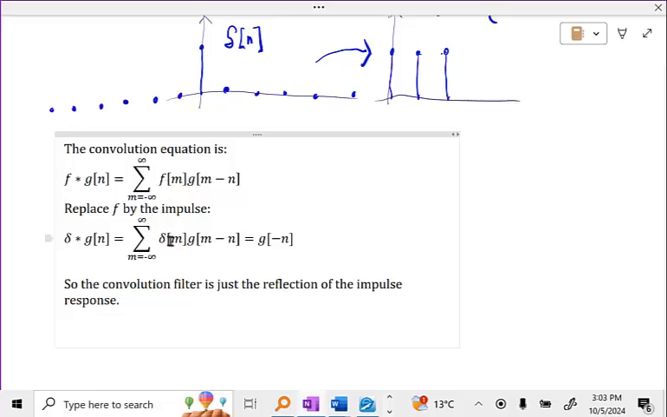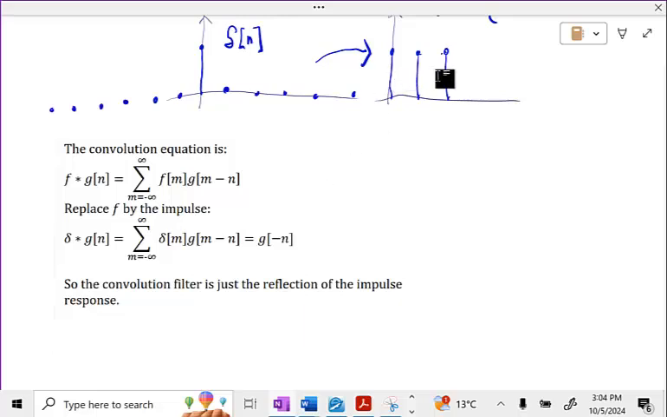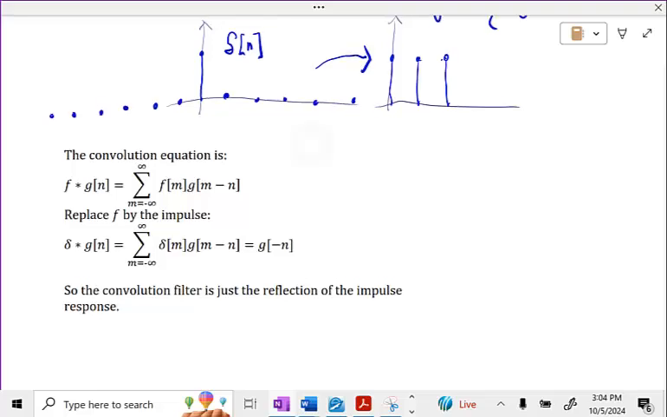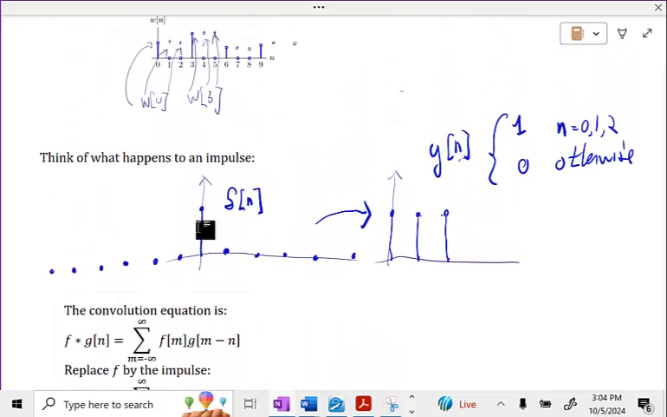I get a delta here, delta of m, g of m minus n. Remember, delta of m is 1 when m equals 0, and 0 everywhere else. So in fact, this infinite sum becomes a single term. And that single term is the term when m equals 0. So when m equals 0, I have g of minus n. Okay? So this impulse response is simply the filter reflected, right? So all I need to do is figure out the impulse response and reflect it in the y-axis.